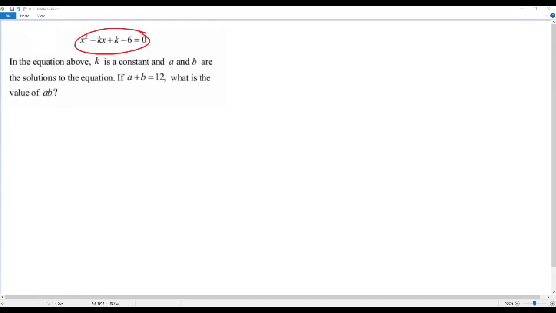Okay, here we have a quadratic equation in standard form. Before we start solving this problem, let's understand some things about quadratic equations. Consider a quadratic equation in standard form, that is ax² + bx + c = 0. When we have a quadratic equation in this form, there is a formula to get the sum of the solutions and also the product of the solutions. Let me write it over here.